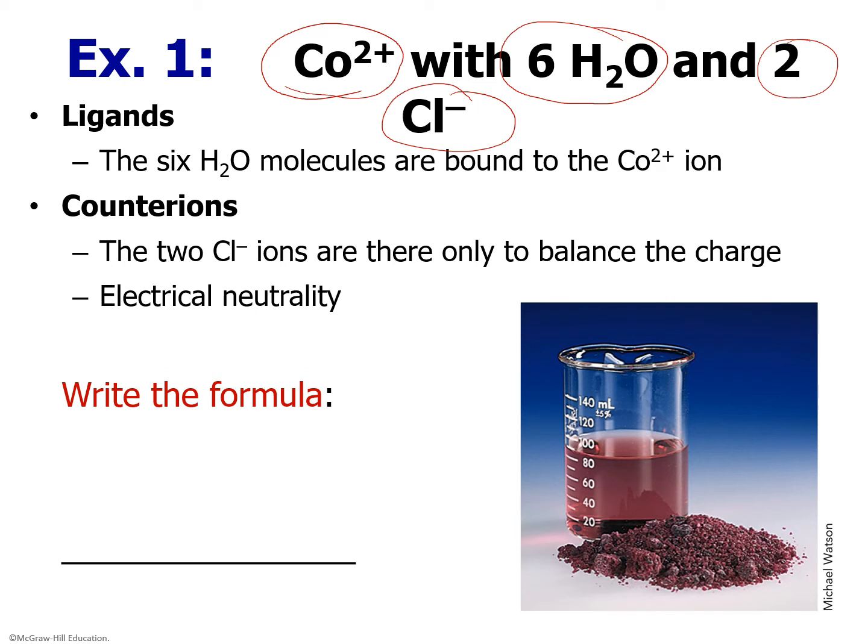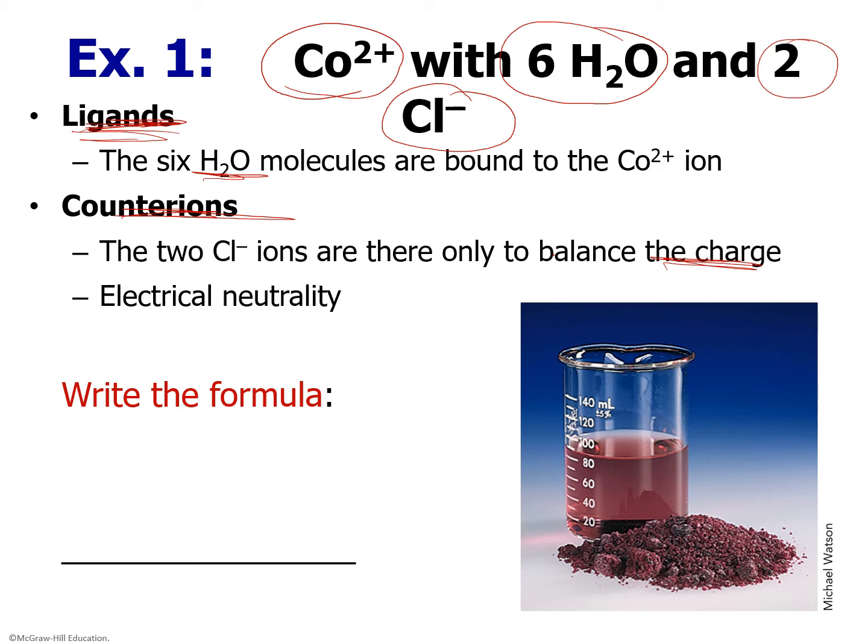So for instance, in this case, the question is telling us 6 water molecules are bound to cobalt ion. So these are ligands. Water is a ligand. The 2 chloride ions are there only to balance the charge, meaning they are counter ions, in this case anions. So we are just going to follow our rules regarding writing the formula. So what is the formula?